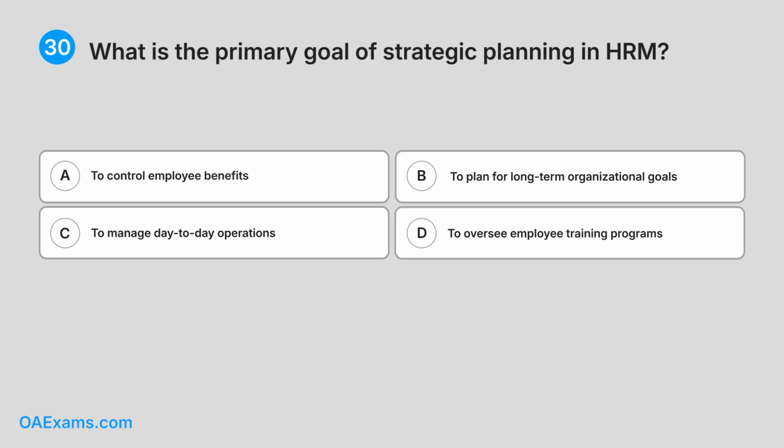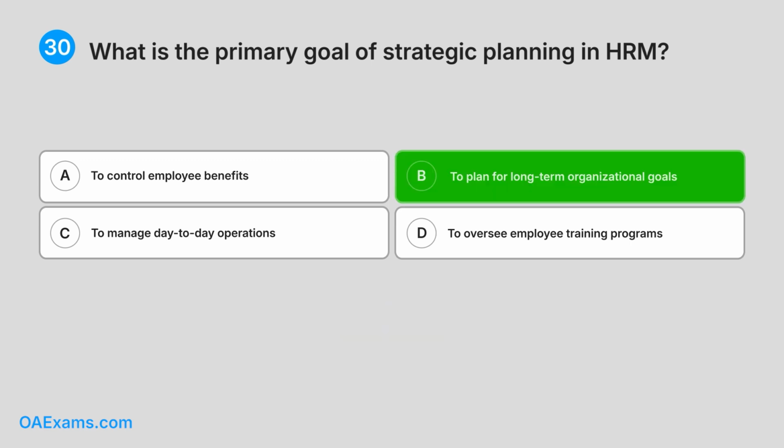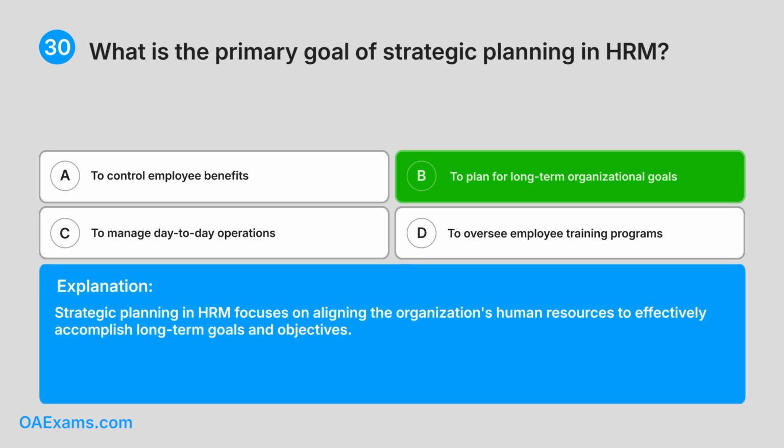Correct answer. B. To plan for long-term organizational goals. Explanation. Strategic planning in HRM focuses on aligning the organization's human resources to effectively accomplish long-term goals and objectives.